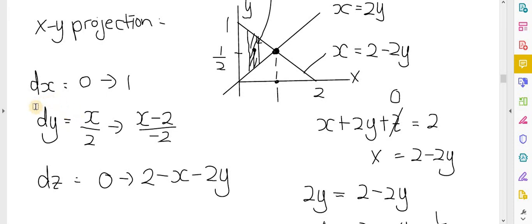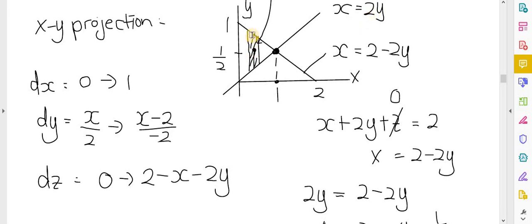Next is to define dy. For dy, you have to put yourself inside here. When you look down, you will see this line, and it is x equals 2y, so y will be equal to x divided by 2. You see, x divided by 2 is here. I just move it because I need to define y. I need the y, so I need to move the 2 here.